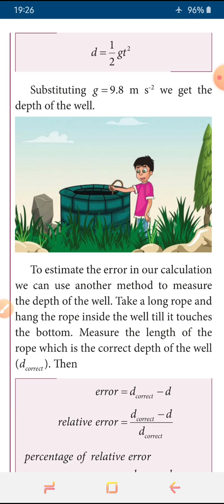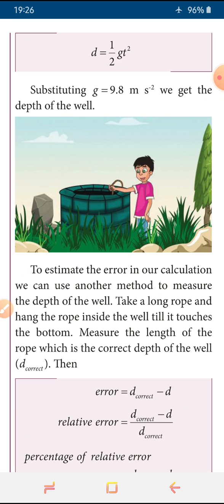D. Okay, s is nothing but displacement, and it is displaced by the term D, and u is 0, then ut will become 0, then half at square is the formula. So a is substituted as what? g. Then a is g now, half g d square is the formula here. Okay, and substituting the g value, we get the depth of the well.